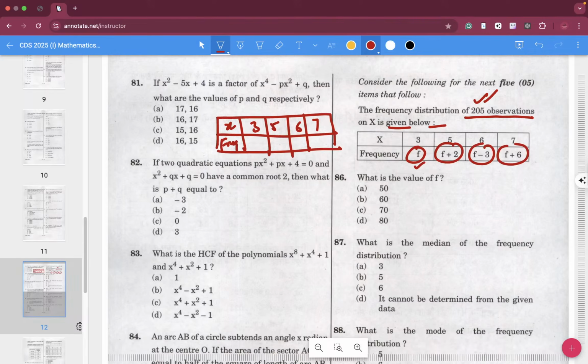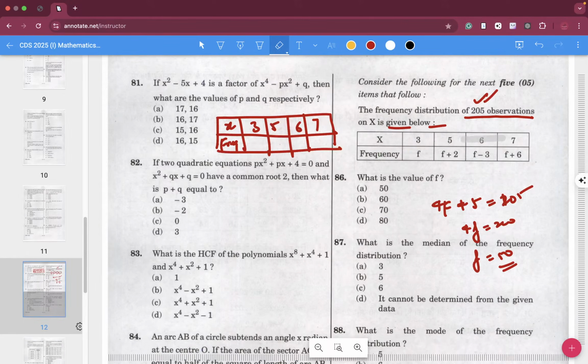So f, f plus 2, and so on: 4f plus 6 plus 8 plus 5 is equal to 205, isn't it? So what does it mean? 4f is equal to 200, which means f is equal to 50. Now if f is equal to 50, can we find out the frequency over here? f is 50, f plus 2 is 52, and this is 47.